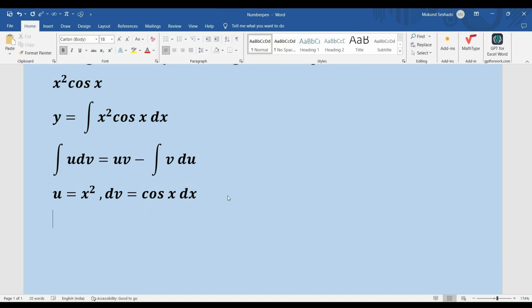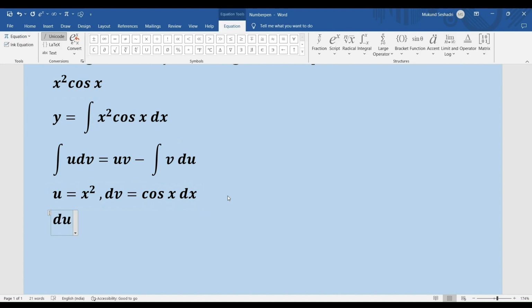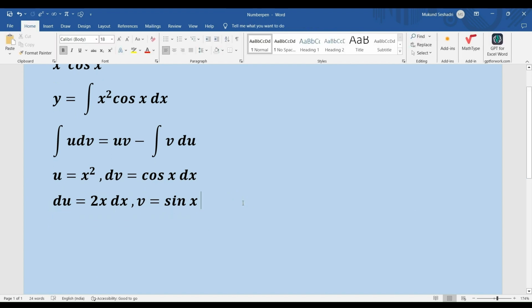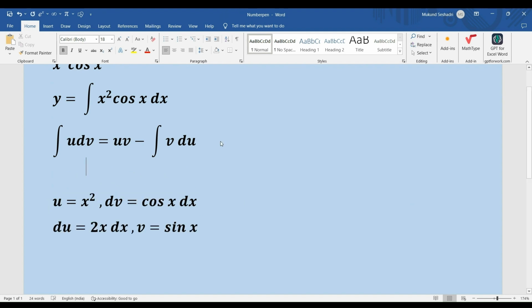Now I know my u, I know my dv. To complete my integration by parts, I need my du and v, right? So my du is 2x dx, and when my dv is cos x dx, my v is quite simple. It is a sin x, right? And we observe our constants when we finally arrive at the solution for this particular problem. So I have my u, I have my v, I have my du, I have my dv. Okay. So now I go back to my integral by parts.